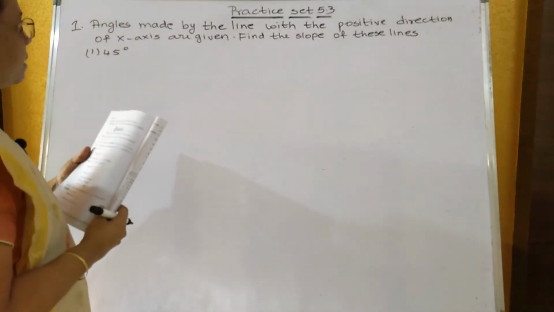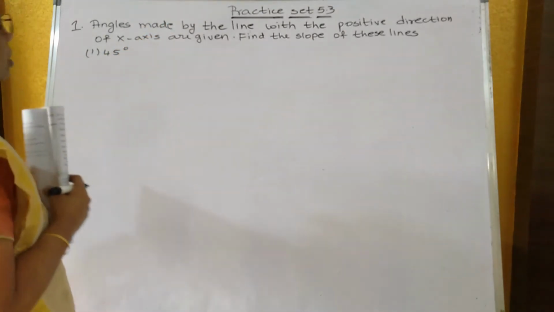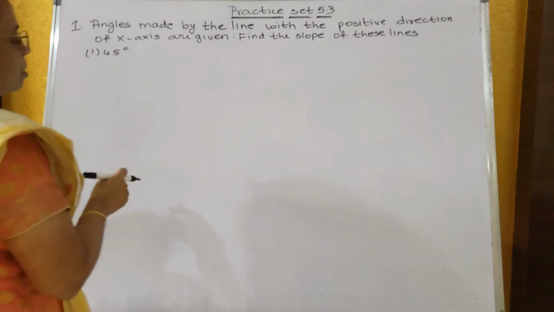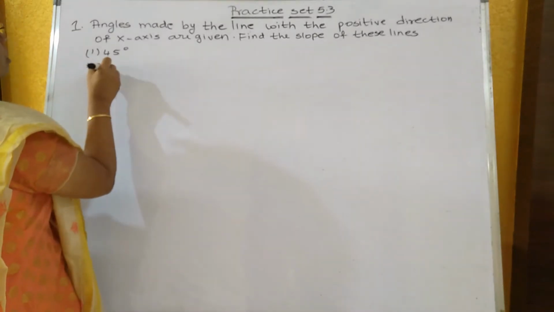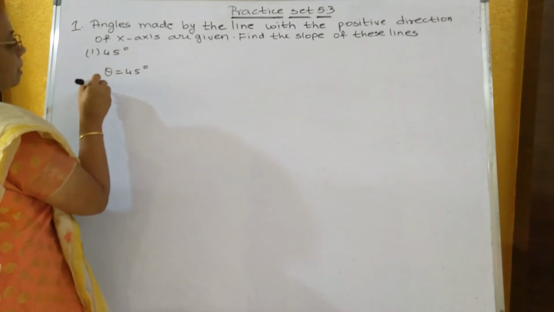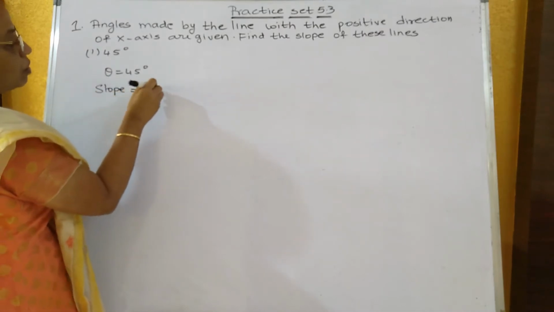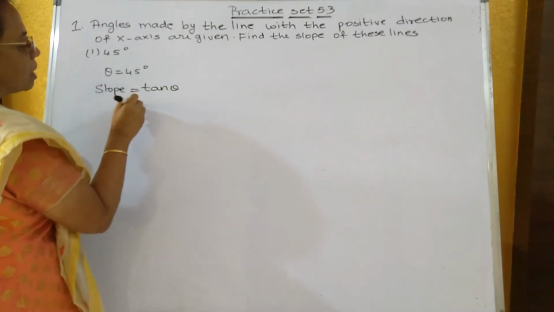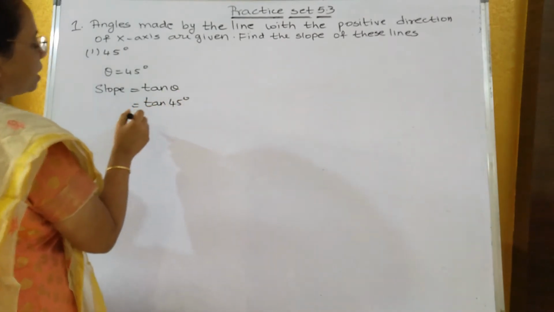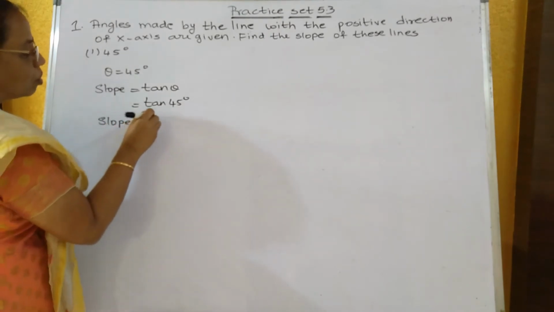Now practice set 5.3. The angles made by the line with the positive direction of the x-axis are given. Find the slope of the line. So 45 degrees is given, so theta is equal to 45 degrees. We have to find the slope. Slope we know is equal to tan theta, so that is tan 45 degrees. And the value of tan 45 degrees is 1. So slope is equal to 1.